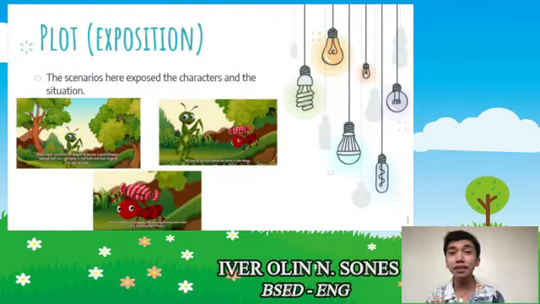Next is the plot. The plot is the series of events that make up the story. First is the exposition. It is the part that allows the readers to understand where the story is taking place and who is in it. The scenarios here expose the characters and the situation. It was mentioned that there were the grasshopper and the ant.